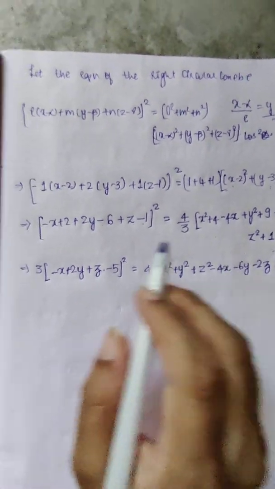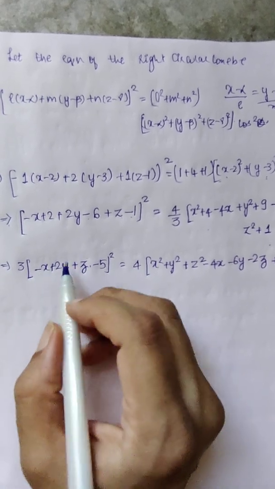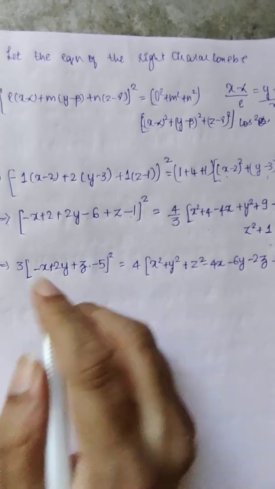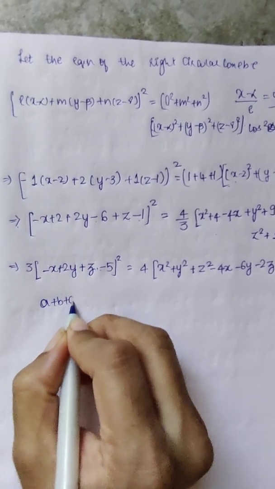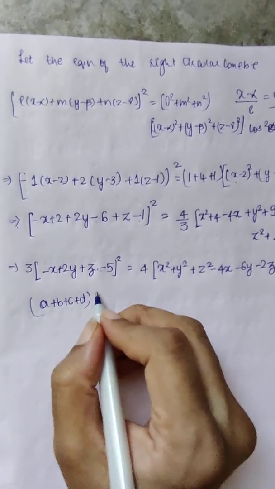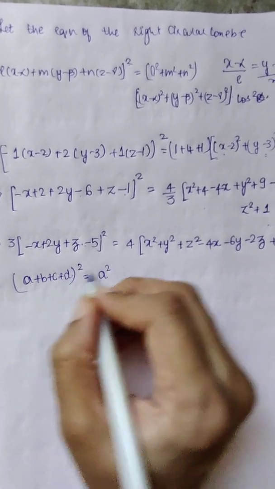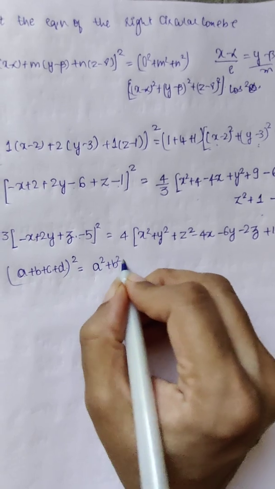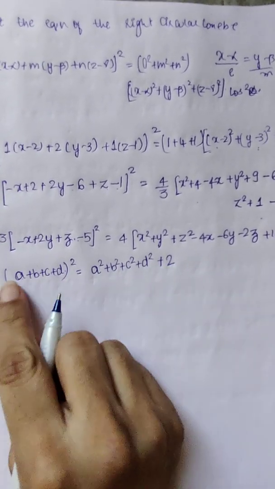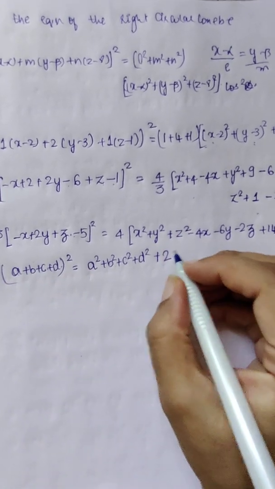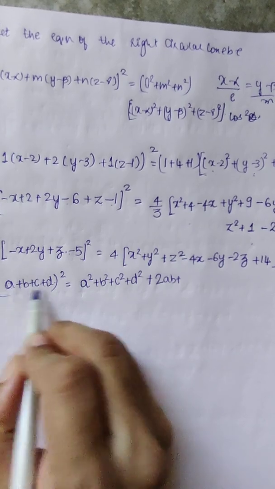So I'll multiply 4 with each and every term. But this is what? The expansion of a plus b plus c plus d whole square. So I'll just tell you what is the expansion of a plus b plus c plus d whole square, so that you will be able to remember. It is nothing but, see girls, square each and every term: a square plus b square plus c square plus d square. Then 2ab, a multiplied with the rest of the terms. So 2ab plus 2ac plus 2ad.